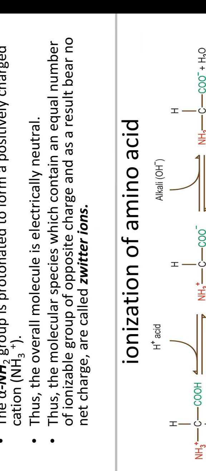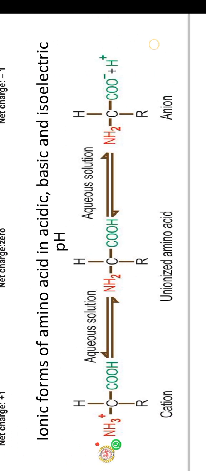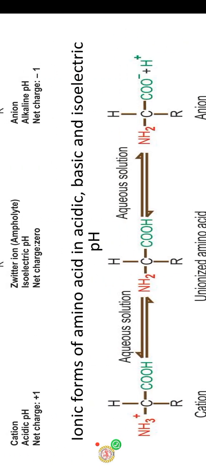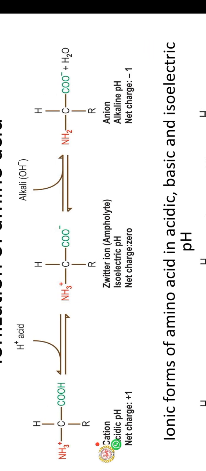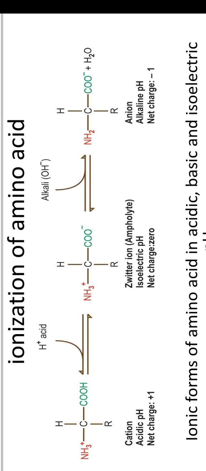Next, we see the ionization of amino acids. This is the diagrammatic ionization of an amino acid. Here is the zwitterion. In this structure, the ionizable forms of the amino acid. So the cation in acidic pH has a net charge of +1, and the anion a net charge of -1. In the zwitterionic condition, both positive and negative ions are equal.